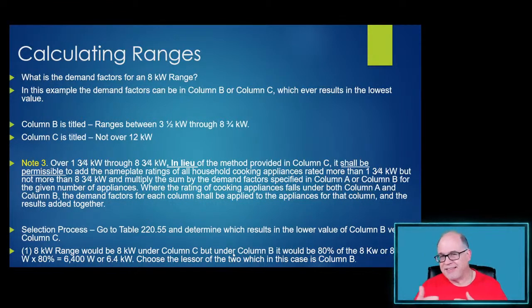Now, isn't that less than 8? Absolutely. So which one am I going to use? I'm going to use column B's result, which is 6,400 watts or 6,400 VA, as my load in my load calculation for my dwelling. That's the value I'm going to use. That's my range contribution load. It's just that simple, folks. All right, let's move it on.